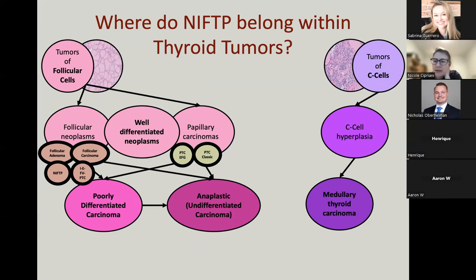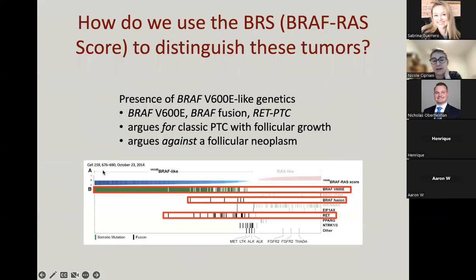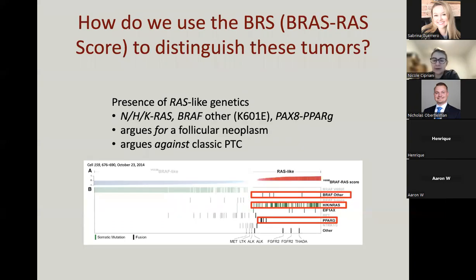Okay, so now the NIFT-Ps belong here in the group of follicular neoplasms, because we know biologically and genetically that's where they live. And the BRAF-RAS profile can be used to support something that is BRAF V600E-like or classic papillary, or something that is RAS-like, which is more of a follicular neoplasm and not a classic papillary, because we know they are biologically and genetically nearly mutually exclusive.